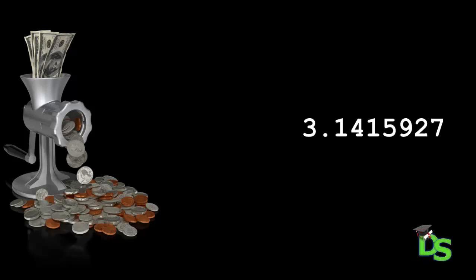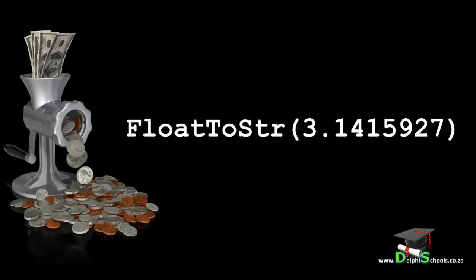Just like integers, you must also convert a real value to a string before you can display it as a string output. Let's look at this example. If you have the value of pi, which is the number 3.1415927, and you want to assign it to a string property, you must first convert it to a string. This can be done by using another one of Delphi's built-in functions called the FloatToStr function.